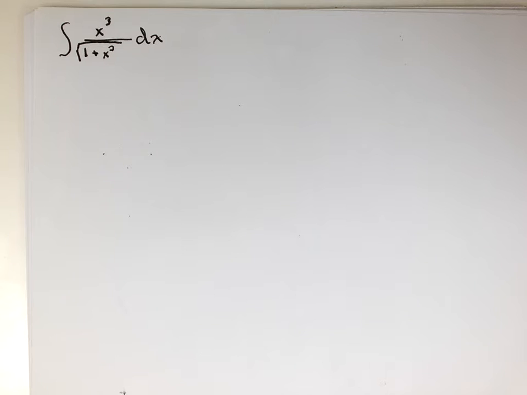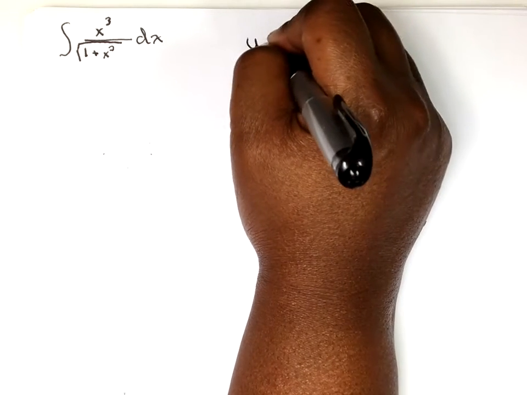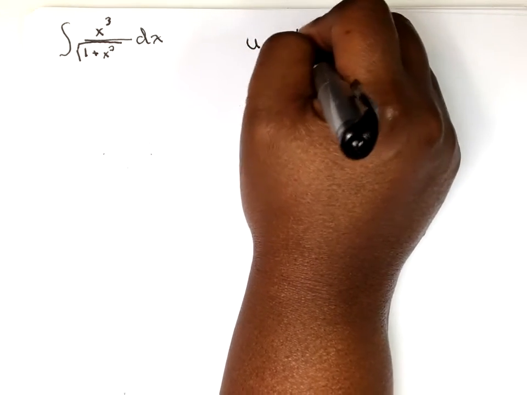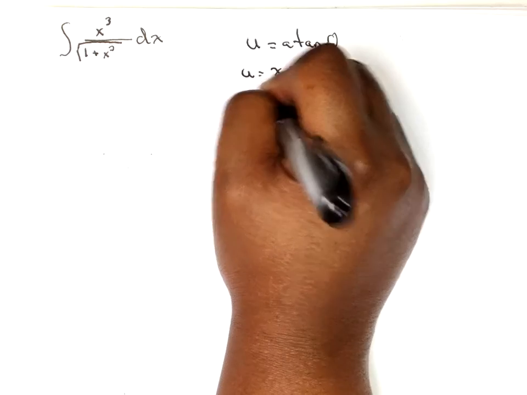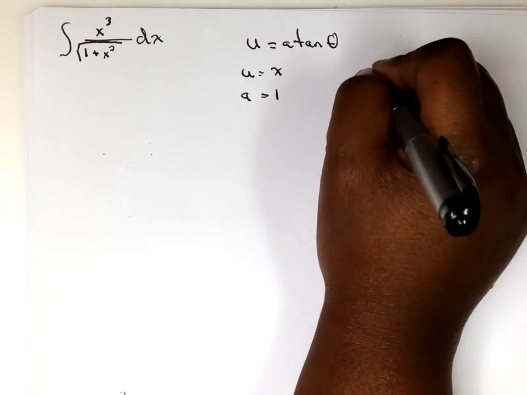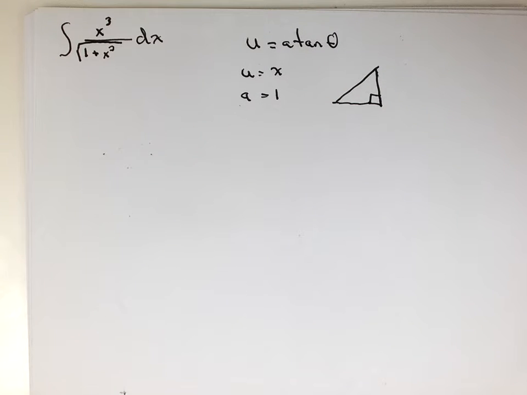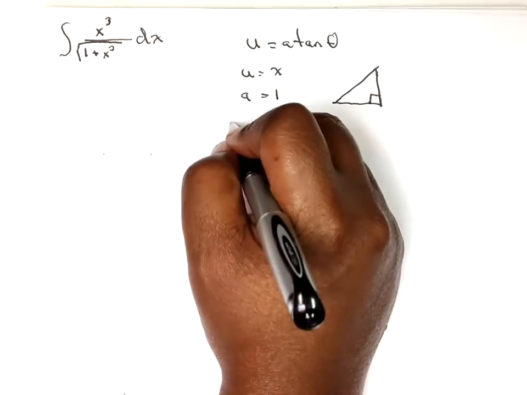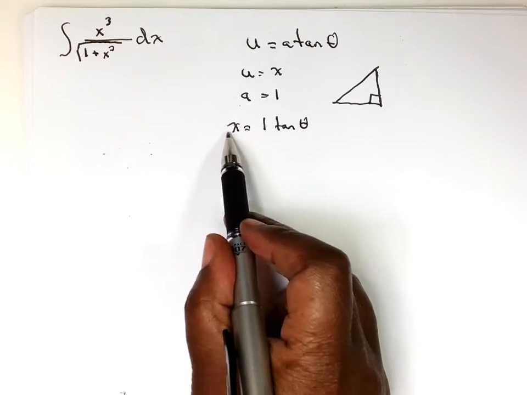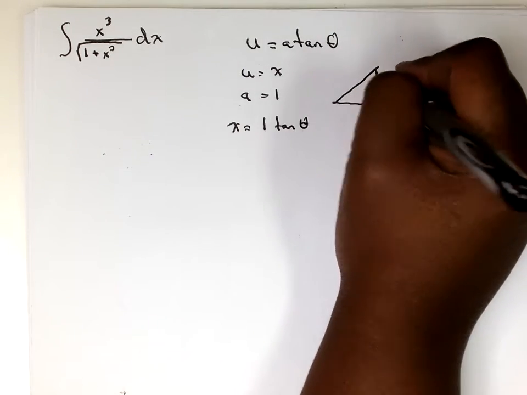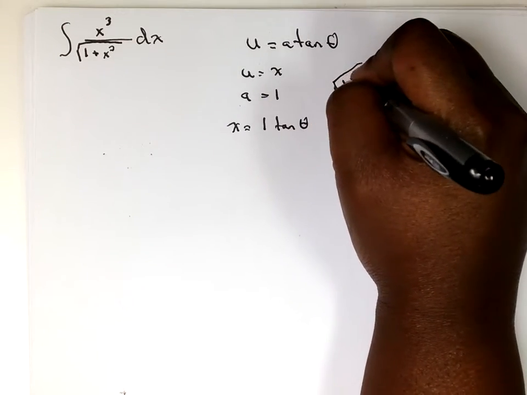So our next example, I have x cubed over the square root of 1 plus x squared. So we have the plus in there, so we're going to use tangent. So my u is going to equal x, and my a is going to equal 1. Again, I want to set up my right triangle. So since I have x equals 1 tangent theta, that means tangent is x over 1. And the hypotenuse is going to be the square root of 1 plus x squared.